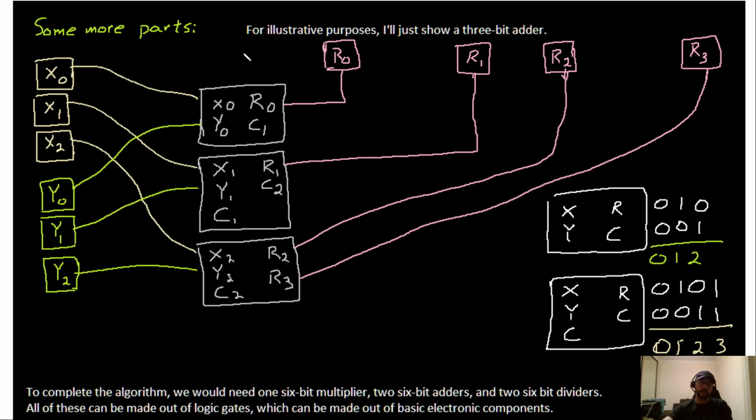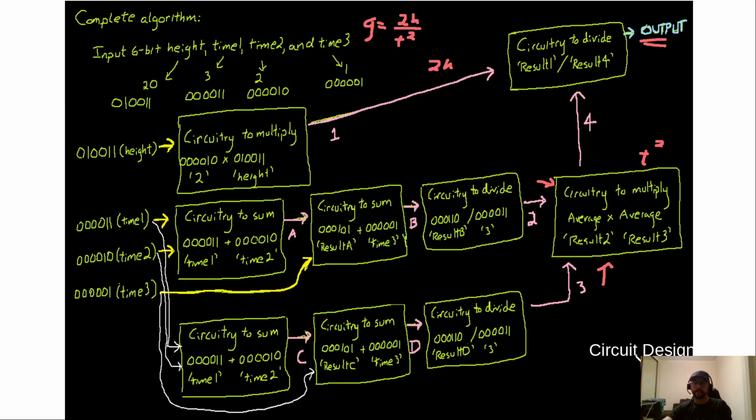And this is one example. So going back here, we show that we would need this is going to be a 6-bit adder, a 6-bit adder, a 6-bit adder, a 6-bit adder, 6-bit divider, 6-bit divider, 6-bit divider, 6-bit multiplier, and a 6-bit multiplier. That's what we would need to build this full circuit.